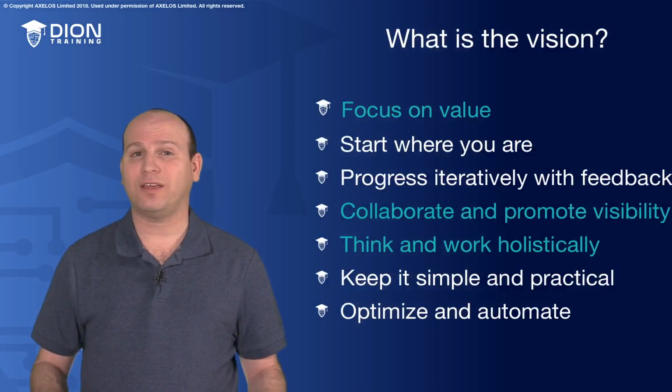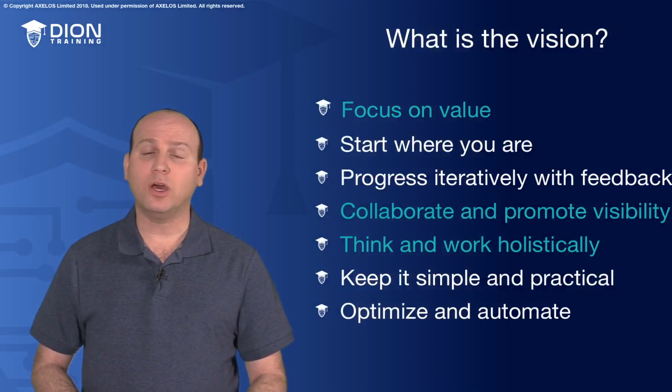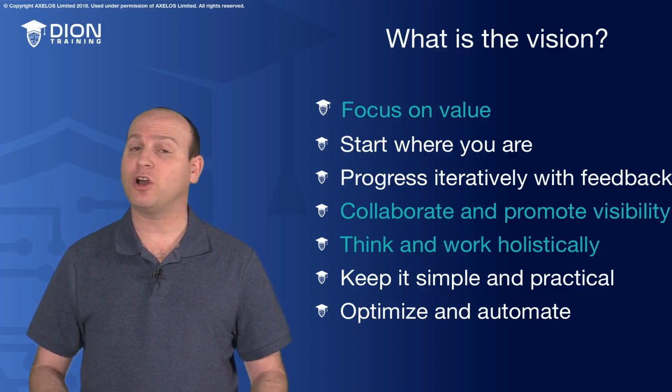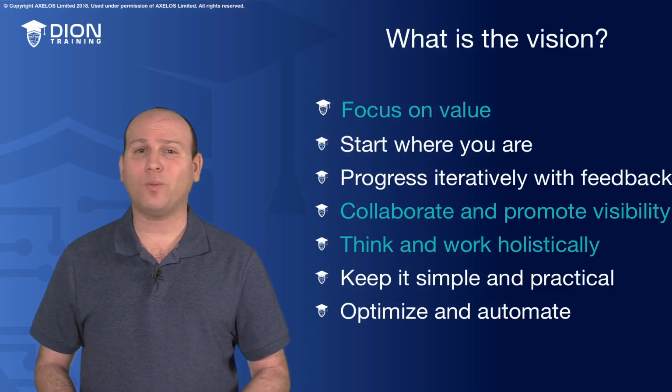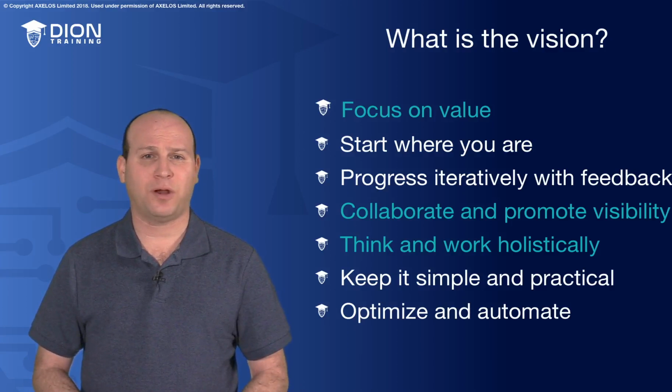First, we have what is the vision. When we're thinking about the vision, we want to have a focus on value. We want to think about collaborating and promoting visibility so we can share that vision across the organization. And we want to think and work holistically because we want to create a vision that works for the entire organization, not just for a single department.